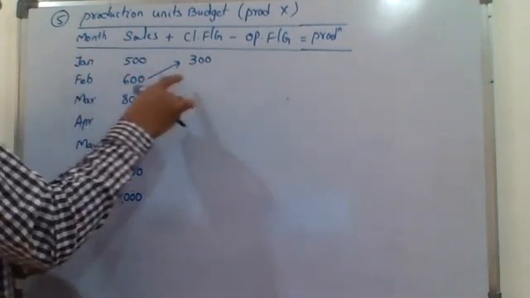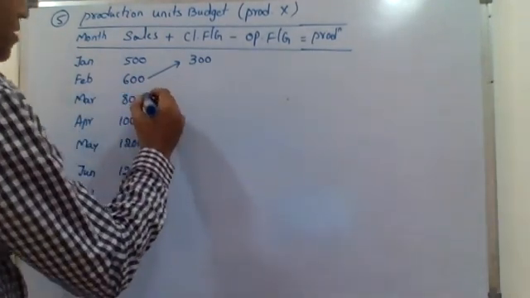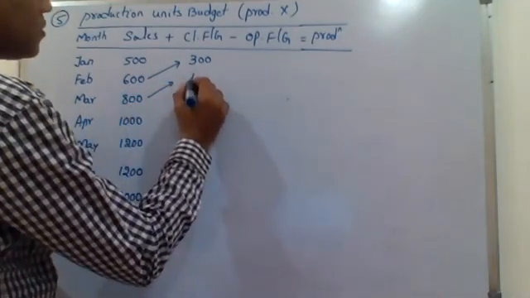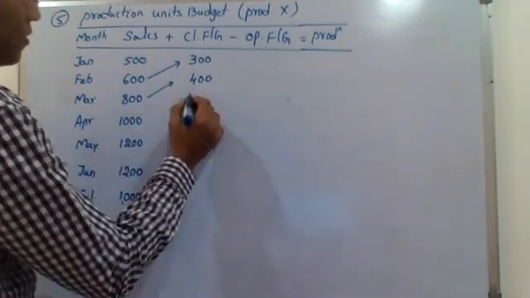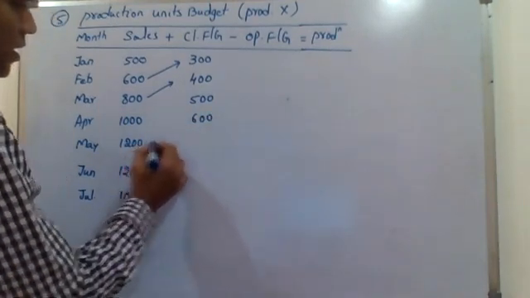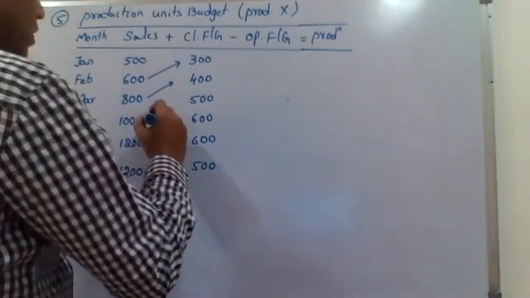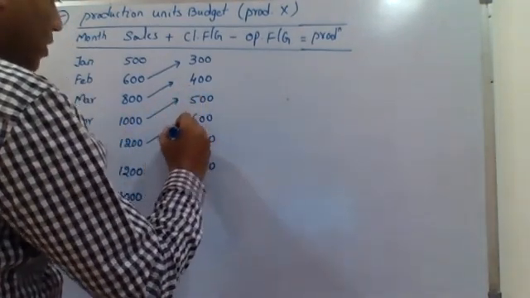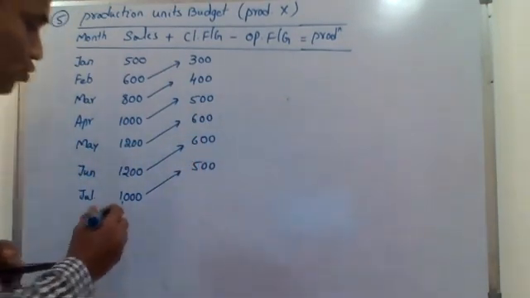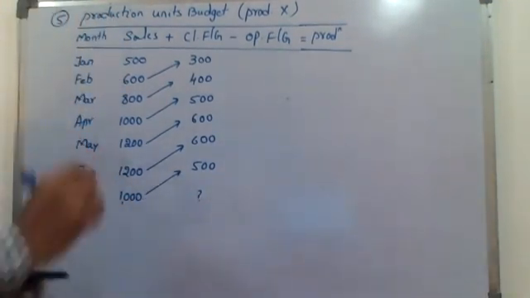February's closing stock will be equal to half of March sales. I think you can understand from this, it is 50% goes here. So 800 half is 400, 1000 half is 500, 1200 half is 600, 1200 half is 600, 1000 half is 500. I'm just putting this mark to make you understand from where I got this. Now, do you know for July how much it is? We don't know because I don't have the August sales with me.